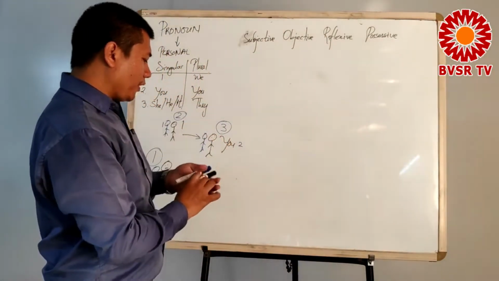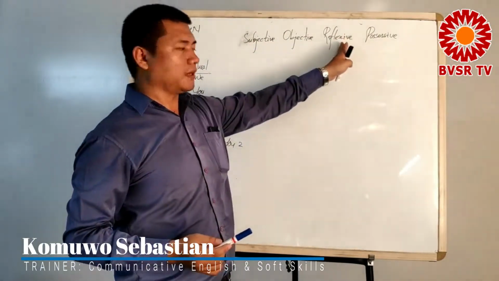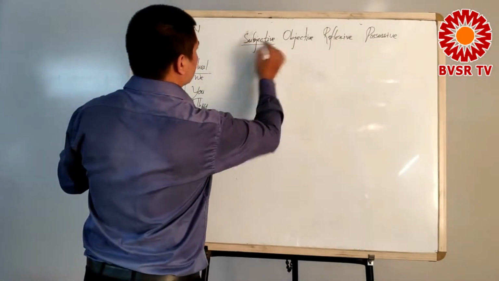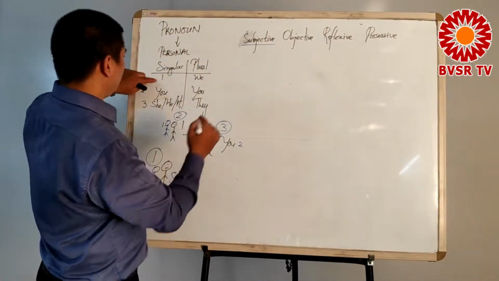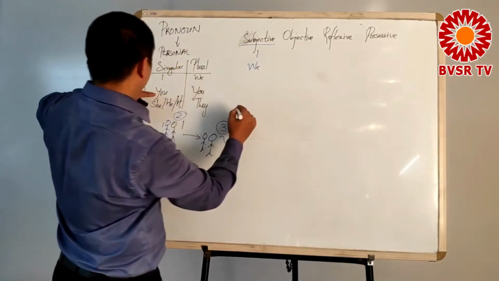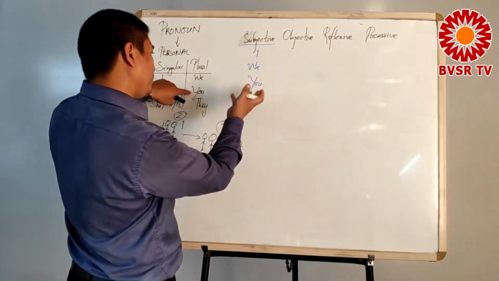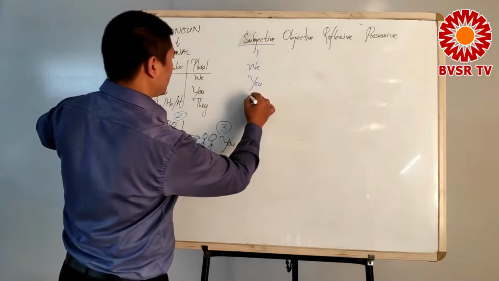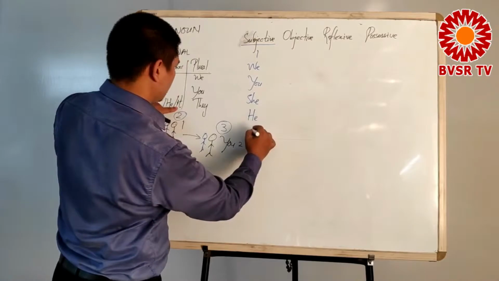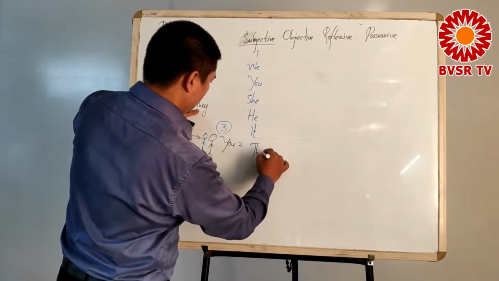So now, from here we understood that this personal pronoun can be converted into subjective, objective, reflexive and possessive. So we'll start with the subjective. The first one is I, and next we put we, and next you. Since you is the same, we are not writing it. The next one will be she, next he, next it, and then the last one is they.